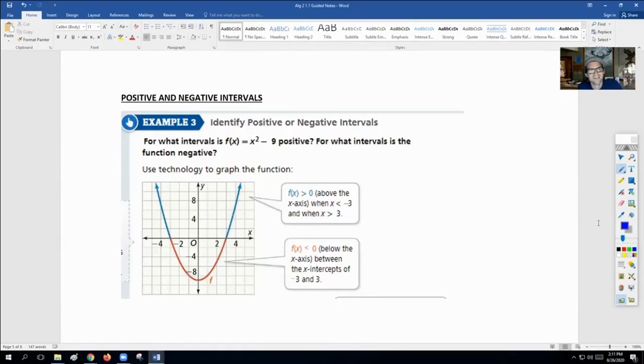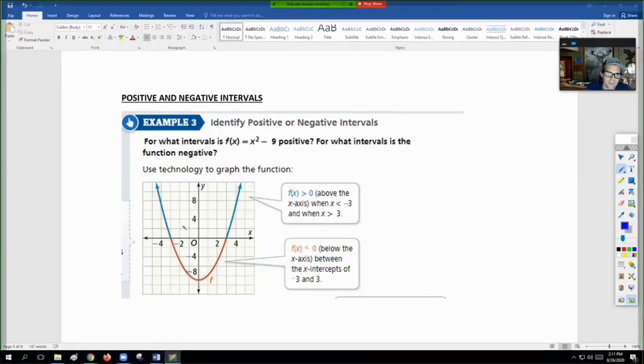The next point are these positive and negative intervals. The positive and negative intervals is where the graph is above the line or below it. So if we look at this graph here, this graph is above the line from everything from -3 to the left, and it's above the line from +3 to the right. So we would say that's positive. And if we're going to use interval notation, we would say from -infinity all the way up to 3.